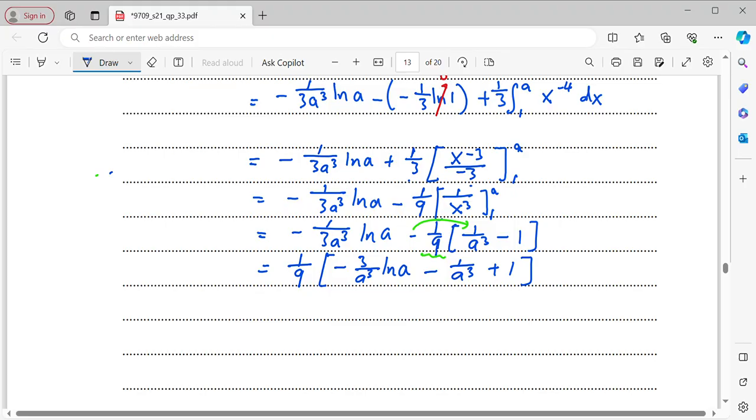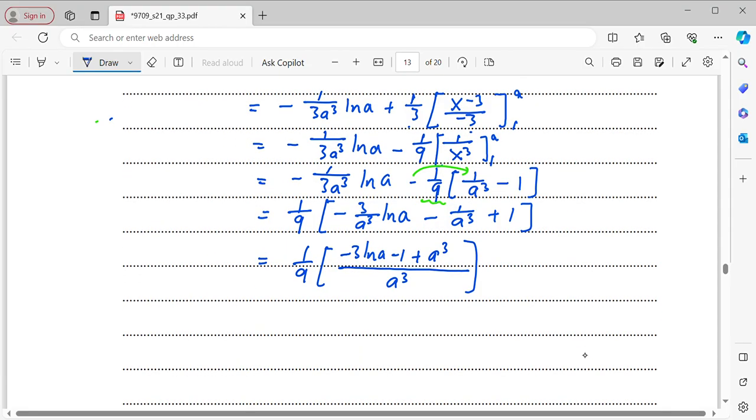Okay, so to conclude this, how do we know that it is less than 1 over 9? Now I will get the same denominator. So I make it all over a cubed. Then that will be negative 3 ln a, negative 1 plus a cubed. Okay, so here I will just write, it will be 1 over 9 times a cubed minus 1, then minus 3 ln a over a cubed.